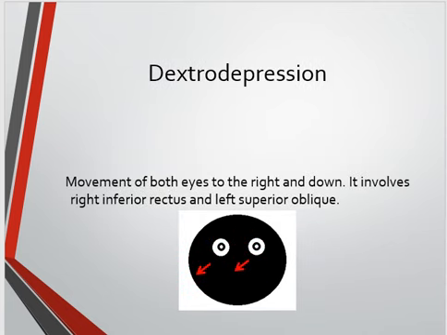Dextrodepression, that is movement of the eye down and to the right. The muscles responsible for it are right inferior rectus, because the right eye is moving down in abducted position, so it is inferior rectus. Similarly, the left eye is moving down and towards the nose, hence the obliques work in adducted position, so it is left superior oblique.